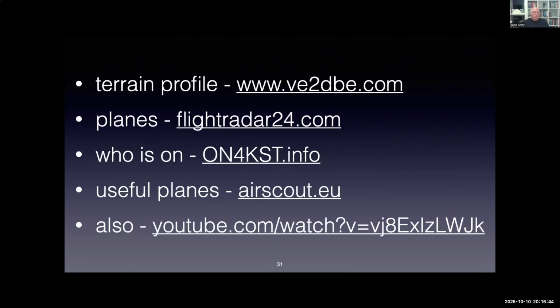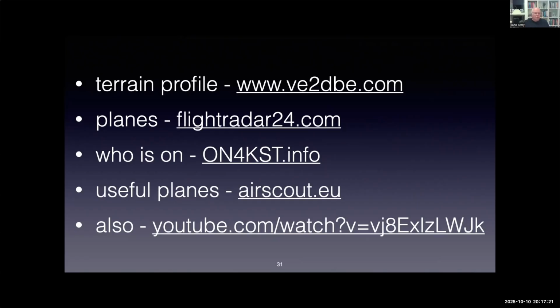The first is the terrain profile, because for me, you have to know something about the normal path. VE2DBE has a site which gives path profiles. So you get a feel for that. You don't have to worry about the maths and putting anything in, just get a feel for the path. Planes, obviously Flightradar24 tells you where the planes are. That's interesting because you know where the planes are, you know what you might be able to do.